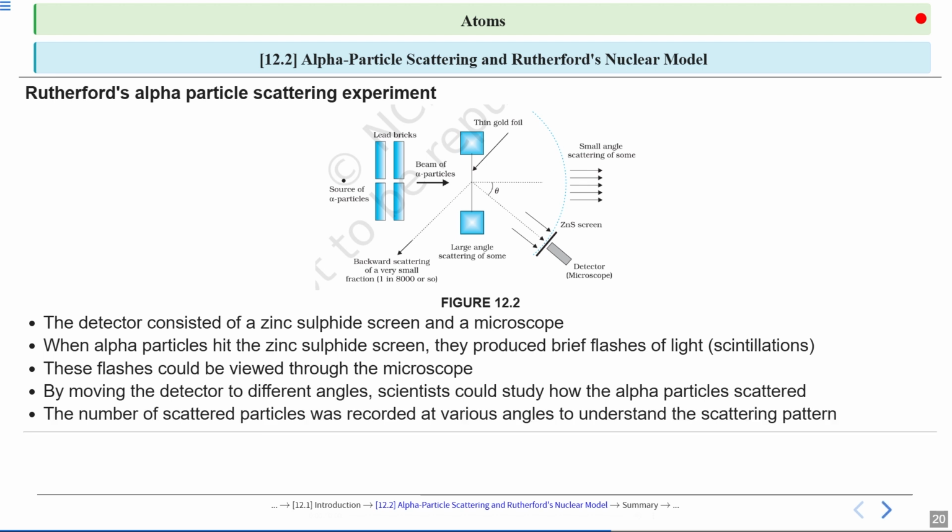Finally, the number of scattered particles was recorded at each angle to create a scattering pattern. This pattern helped scientists understand the distribution of mass and charge inside the atom. This experiment showed that most alpha particles passed straight through, but a few were deflected at large angles, leading to the discovery of the atomic nucleus.